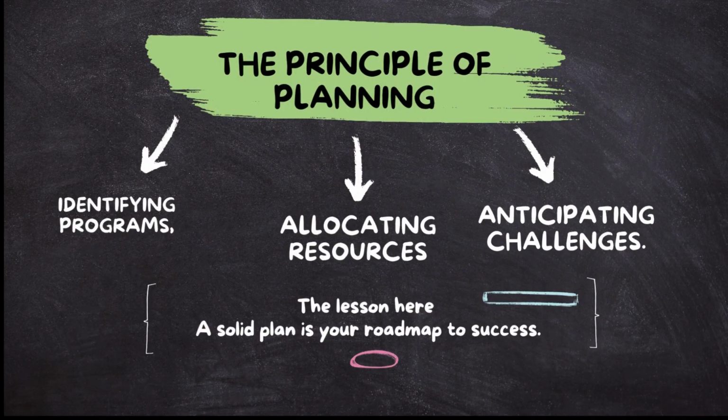Next, we have the principle of planning. Success in community work doesn't happen by chance. It requires a well-thought-out blueprint. This means identifying programs, allocating resources, and anticipating challenges. Imagine a community worker who plans to encourage girls to attend a coeducational school but overlooks cultural norms. Without proper planning, the initiative may fail, leaving the community dissatisfied. The lesson here? A solid plan is your roadmap to success.